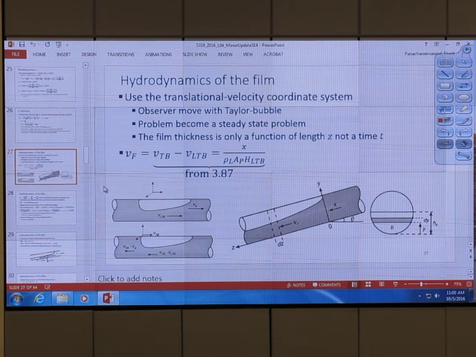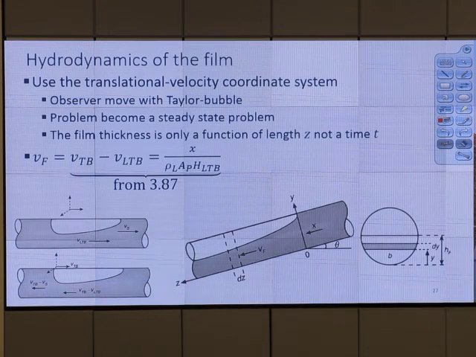Okay, we are on this page, right? Next step, we are going to find out the film shape. We want to know about the film shape. Film shape, it curves, right? And we have already discussed x. X is the same. X is not a function of location.